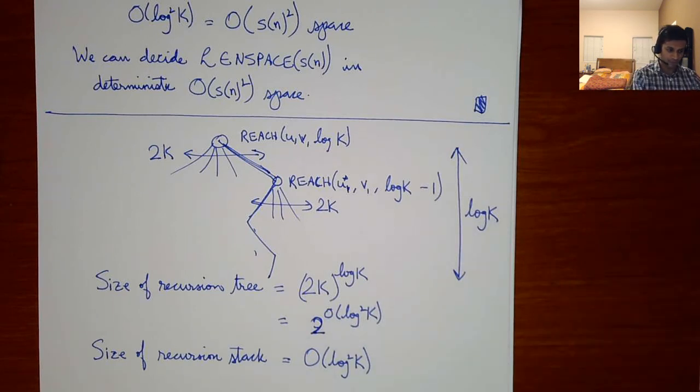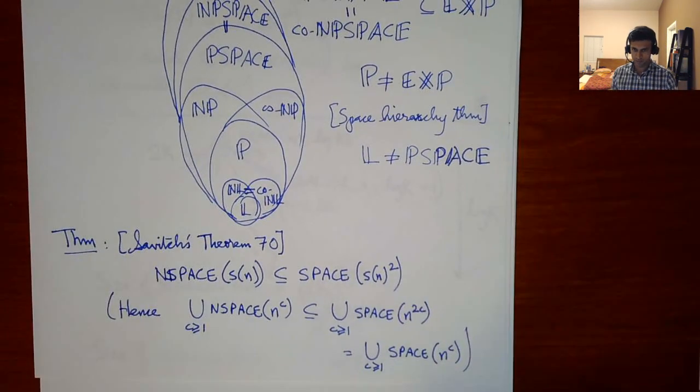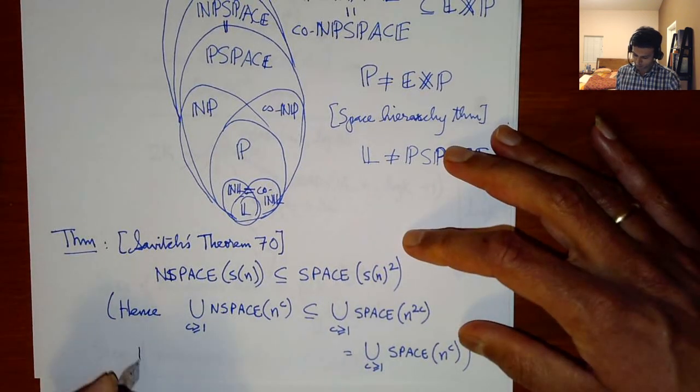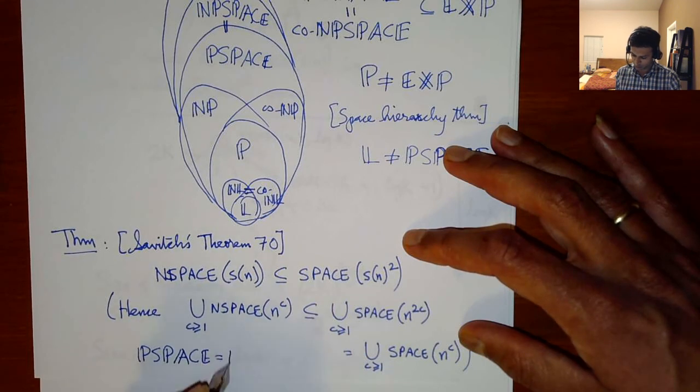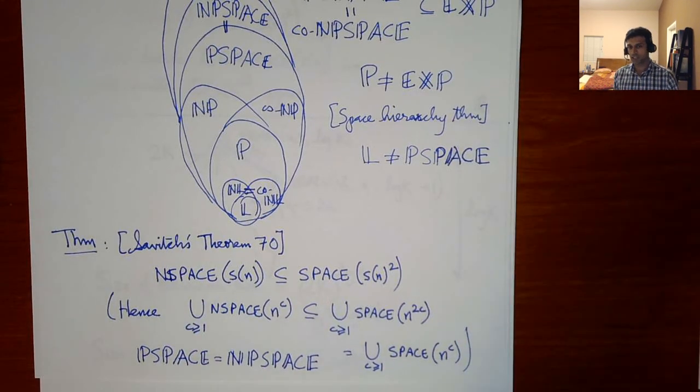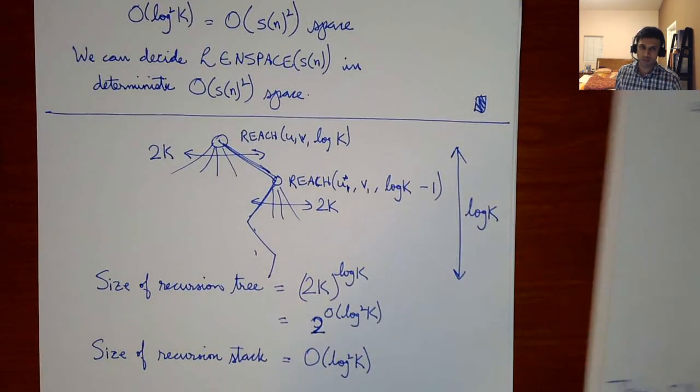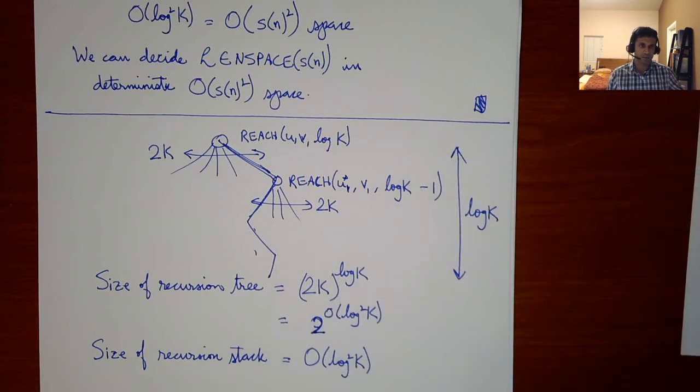But remember, putting it all together, what we get out of Savitch's theorem is that PSPACE is equal to NPSPACE. So non-determinism does not give more power for PSPACE. I mean, it is quadratic. It is sort of quadratically more powerful, but it's just a polynomial.